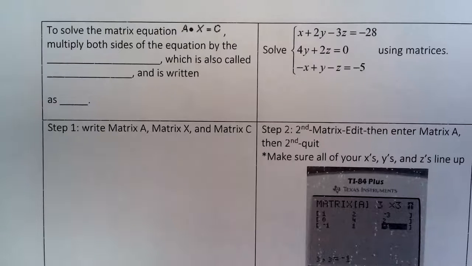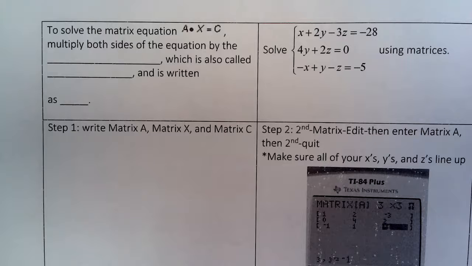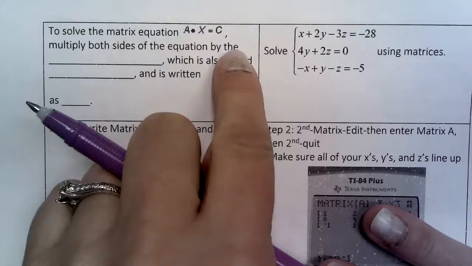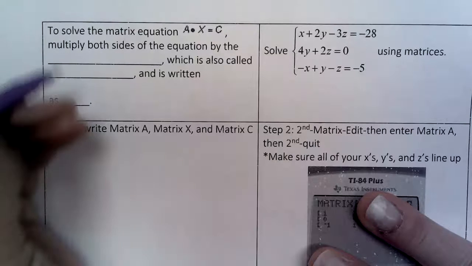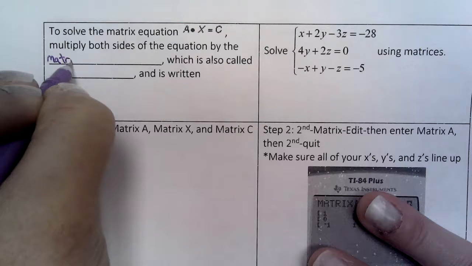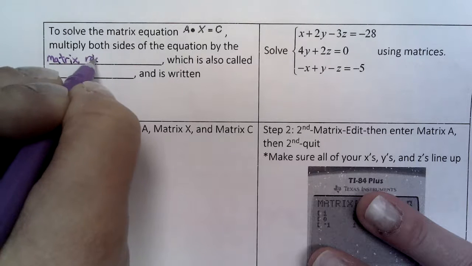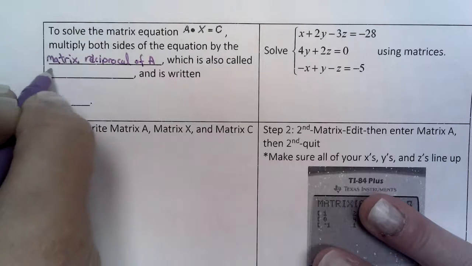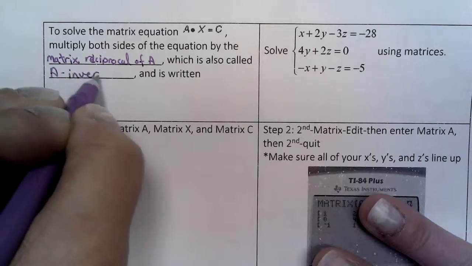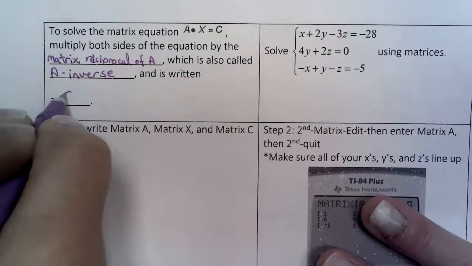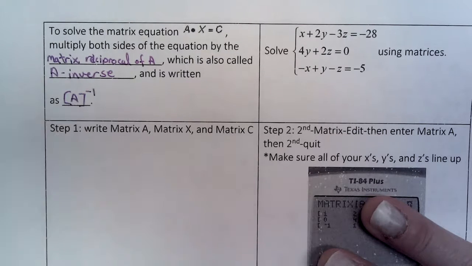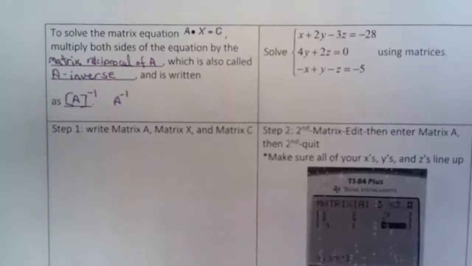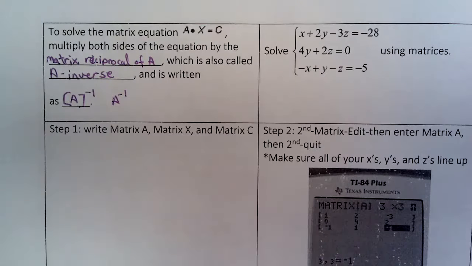When we are using matrices, we have an equation, A times X equals C. We're going to multiply both sides of the equation by the matrix reciprocal of A, which is also called A inverse, and is written, and you'll see it especially on your calculator, like that. You can also write it as A to the -1. All right, so we're going to go ahead and solve this.